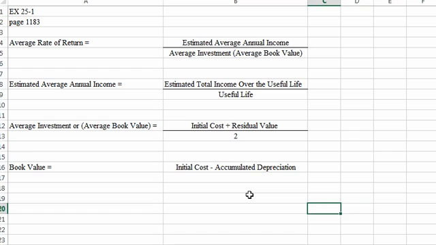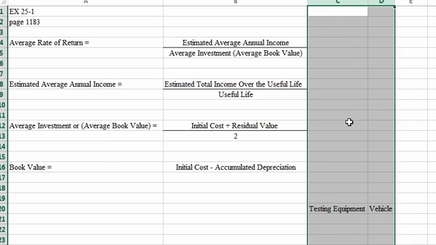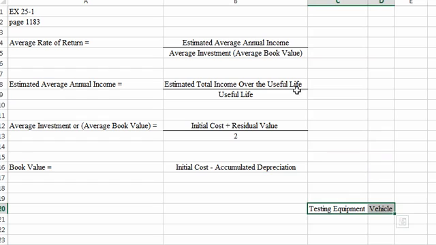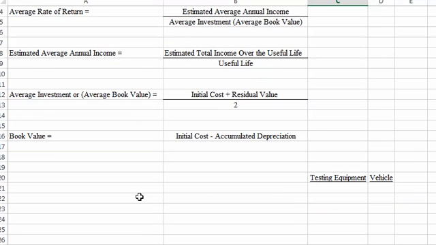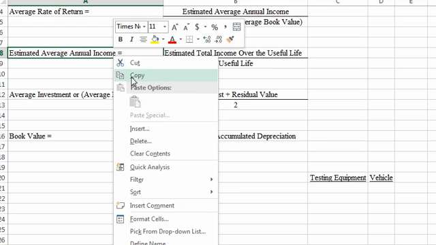Okay, I'm just going to make 2 columns out here. Testing equipment and the vehicle. And we want to calculate eventually average rate of return. We'll start though with estimated average annual income.